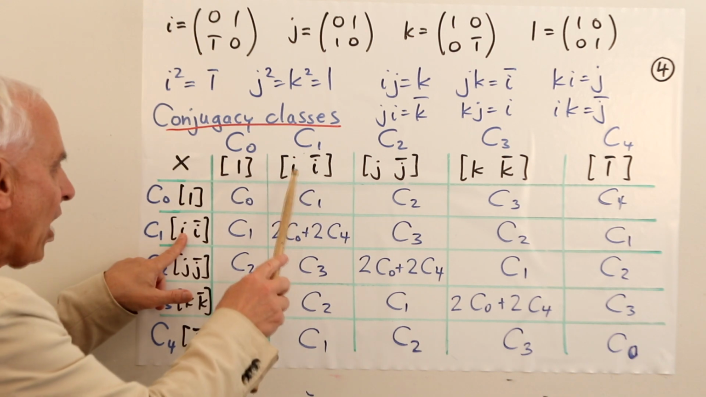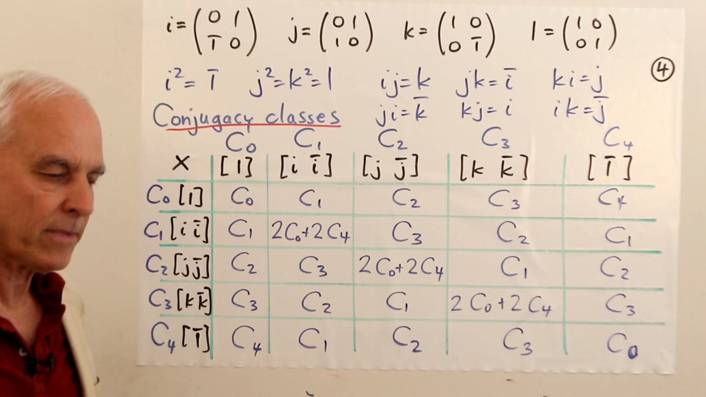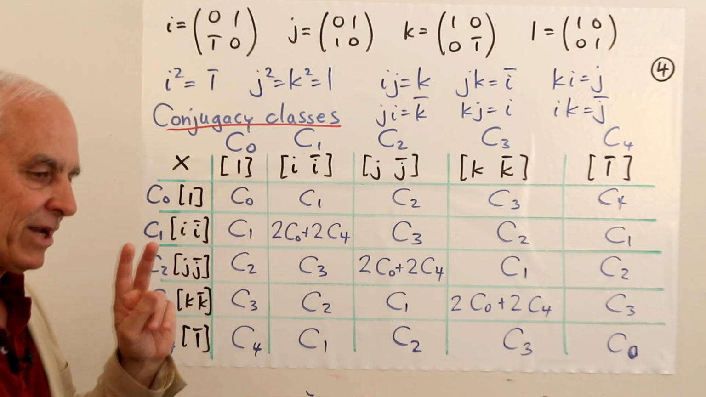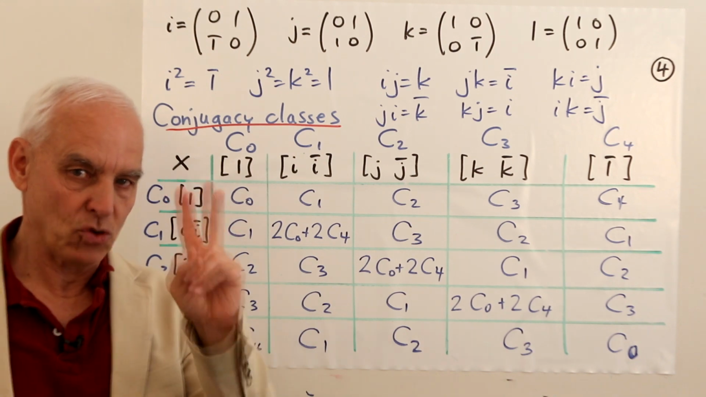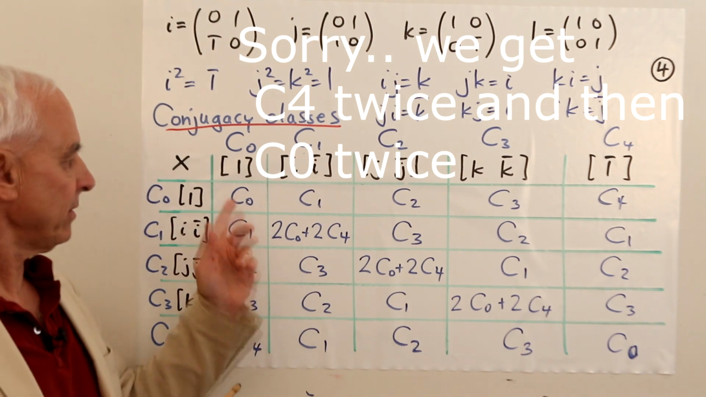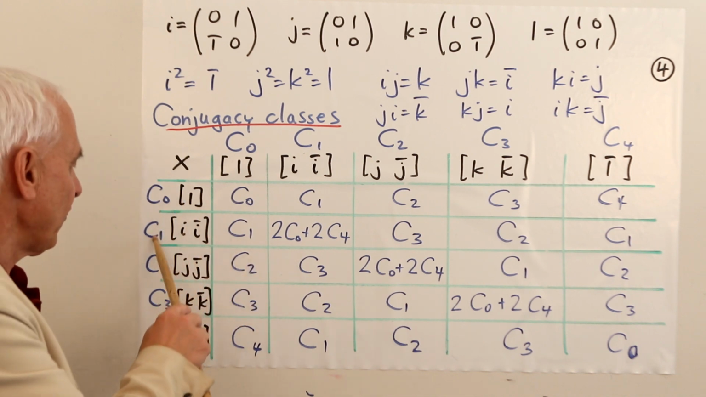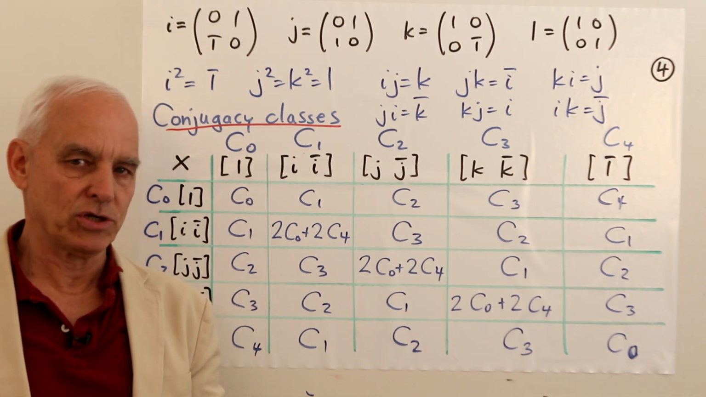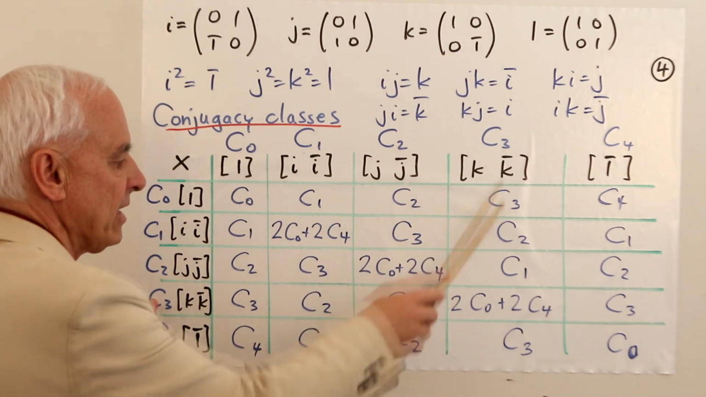So I have to take I times I, I times I bar, I bar times I, and I bar times I bar. Now I times I is minus 1, and so is I bar times I bar. So we're going to get minus 1 twice. We're going to get this conjugacy class twice, 2C0. While I times I bar is the negative of that. The negative of this is C4. So we can get 2 C4s. So the result of C1 times C1 is 2C0 plus 2C4 in multi-set language. And that's the same thing that you get when you multiply C2 times C2 and C3 by C3.